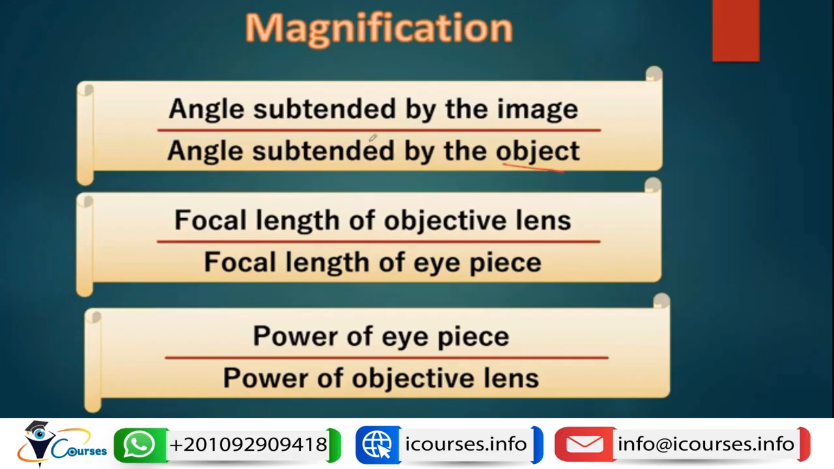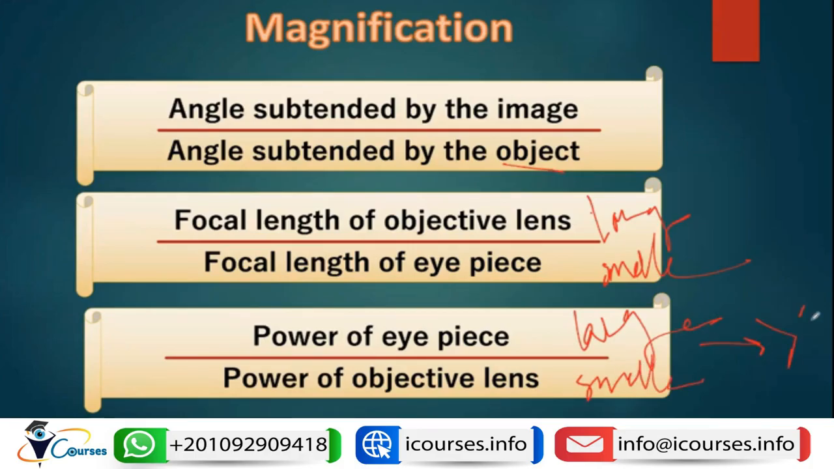Also, the magnification is equal to the focal length of the objective lens divided by the focal length of the eyepiece. So it will be the division of the larger over the smaller. So the focal length of the objective lens is much larger than the focal length of the eyepiece. Or it can be in terms of power: the power of the eyepiece divided by the power of the objective lens. So again, it is the larger divided over the smaller, so it will give a value over 1, and that's how we get a magnification.